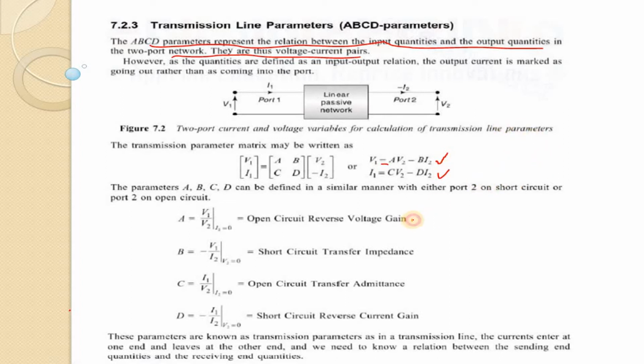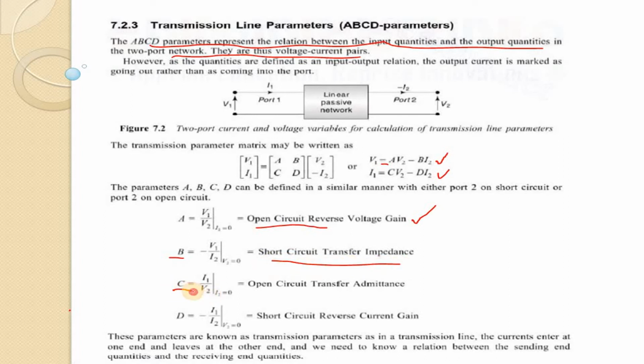Why is it called voltage gain? It is because it is the ratio of input voltage to output voltage, so it is known as gain. So it is the open circuit reverse voltage gain. Next, we calculate B, and B equals minus V1 by I2 when V2 equals 0. V2 equals 0 means it is short circuit, so this is the short circuit transfer impedance.